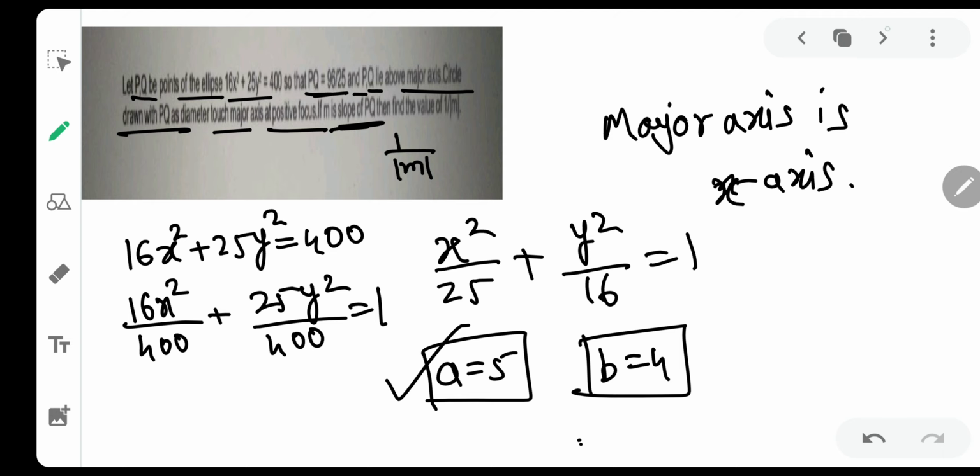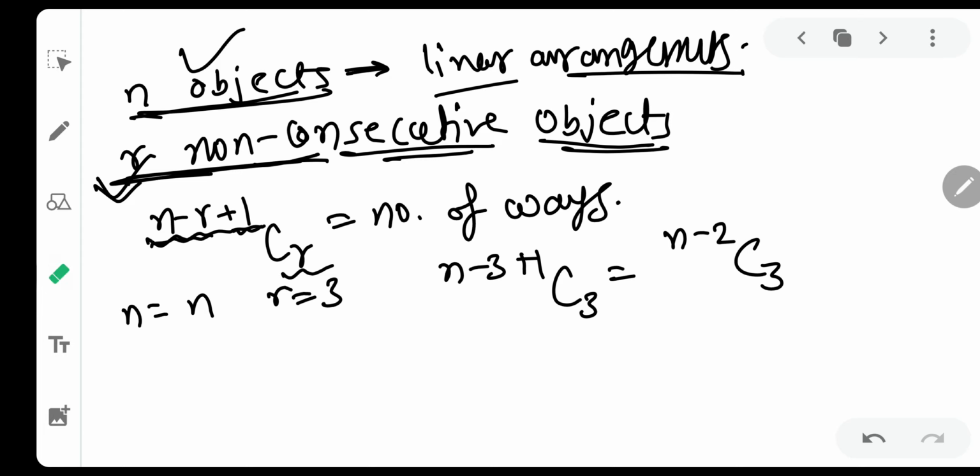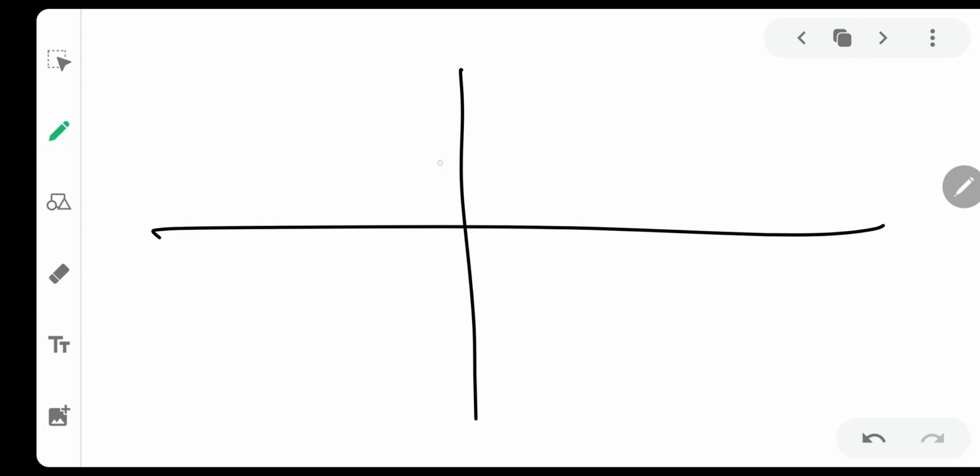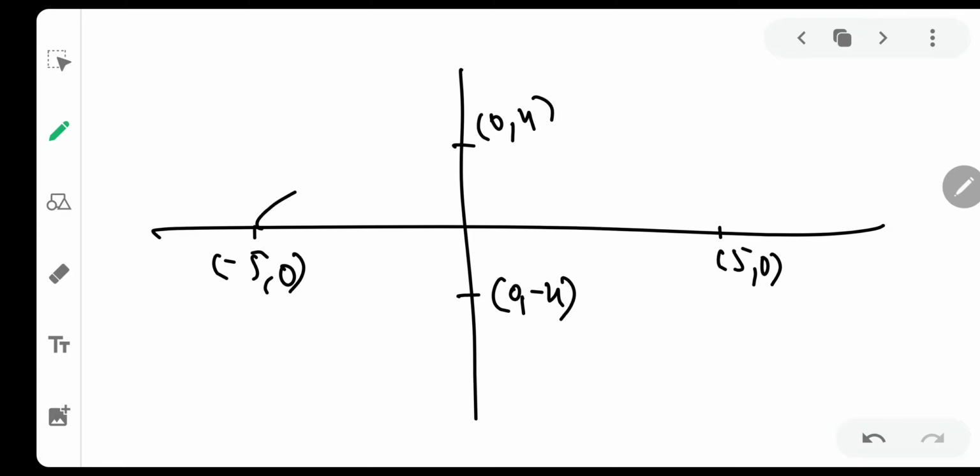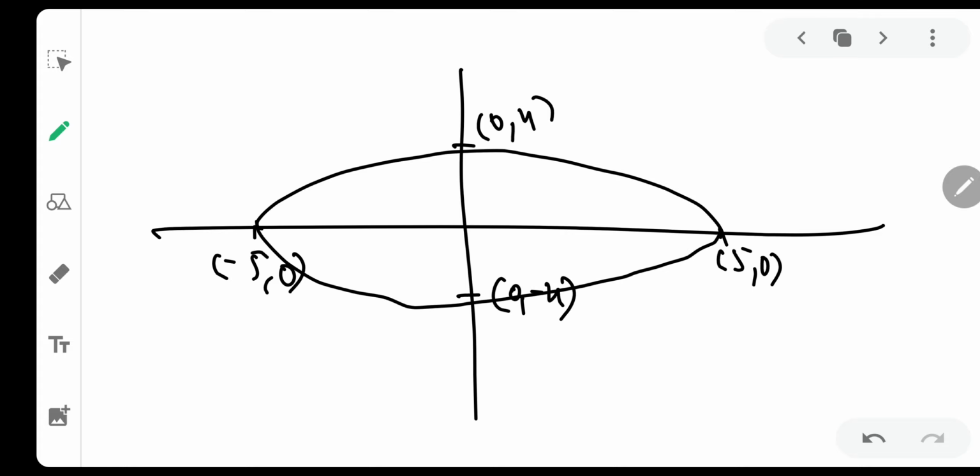Let me give you a brief by drawing the ellipse diagram. Basically this is your xy axis. This is your 0, 4 and 0, minus 4. This is your 5, 0 and minus 5, 0, and an ellipse is drawn. Let me draw an ellipse. Very nice ellipse I have drawn. Oh, I'll redraw it. Now it seems nice. So this is your ellipse.